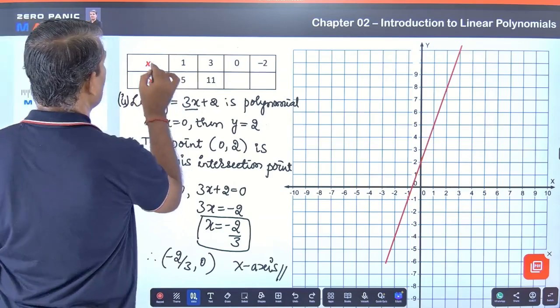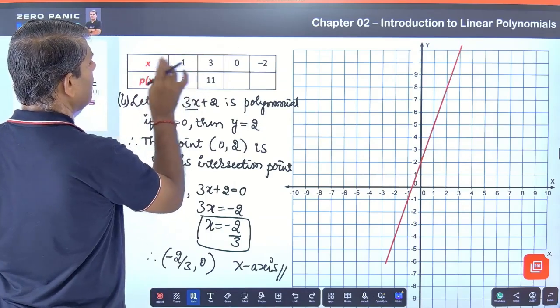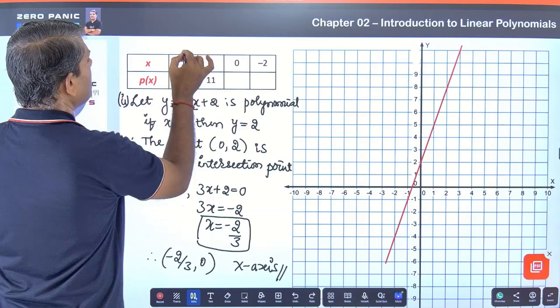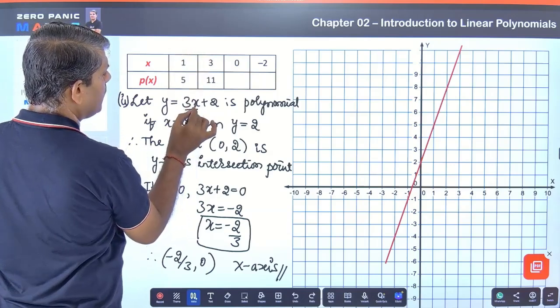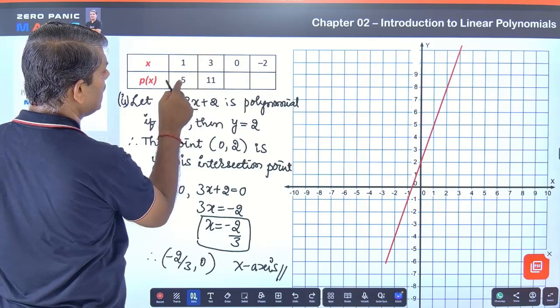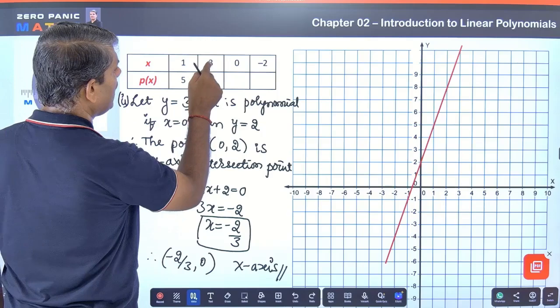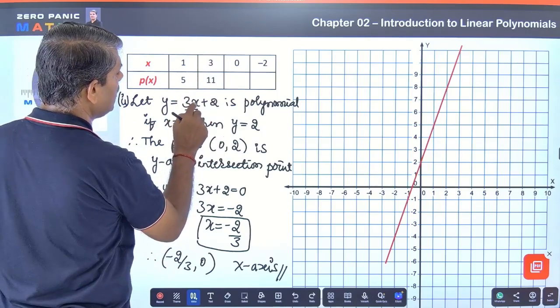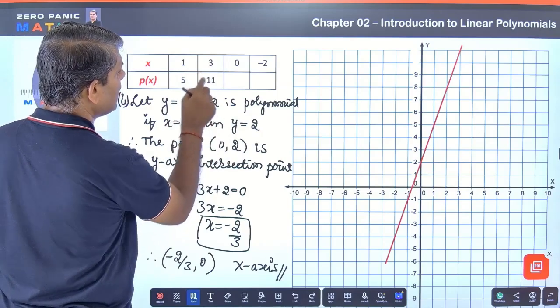Now I have plotted the graph here. I plotted the graph by using coordinate points, by putting x is equal to 1. If you put x is equal to 1 here, what will be the 3 into 1? 3 plus 2, that is y is equal to 5. Similarly, I've taken some random points. If I put 3, then 3 into 3 is 9 plus 2, that is 11.